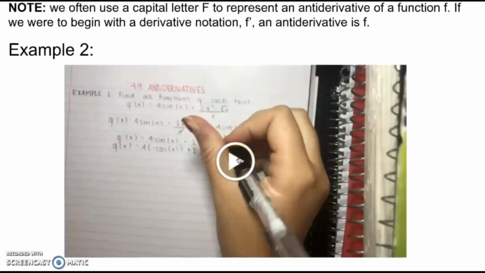We should also note that we often use the capital letter F to represent an antiderivative of a function f. If we were to begin with a derivative notation, f prime, an antiderivative is f.